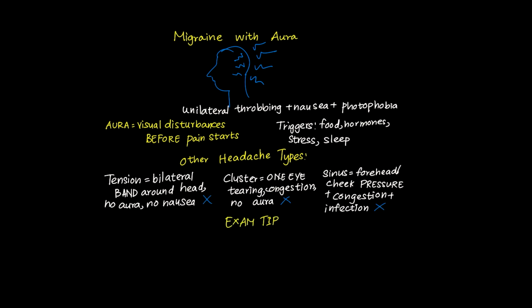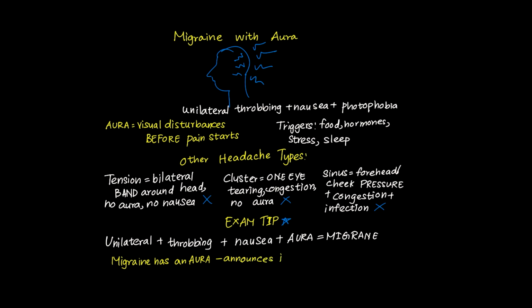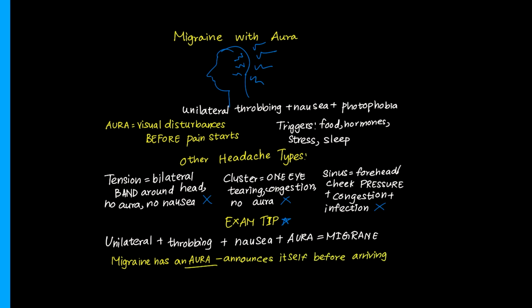Here's a WGU D443 OA exam tip for you. Unilateral throbbing plus nausea plus photophobia plus aura equals migraine. The aura is the distinguishing feature that separates migraine from all other headache types. Quick recall hook. Migraine has an aura. It announces itself before it arrives.